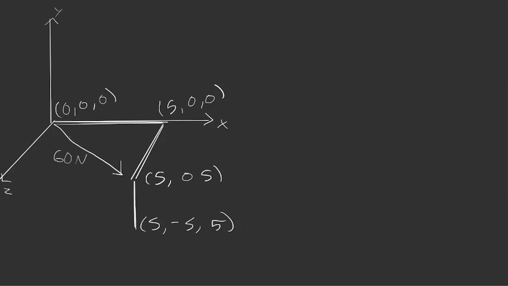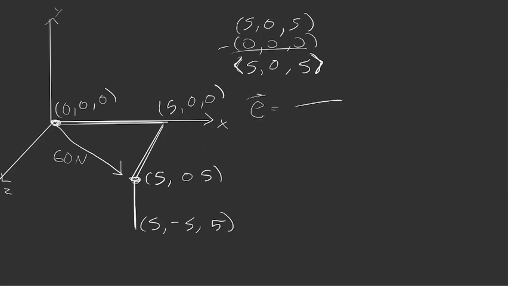For finding out this force vector right here, we're just going to find the position vector from this point to that point, or the other way around, I guess. So we just take 5, 0, 5, and we're just going to subtract 0, 0, 0. And then we're obviously going to get 5, 0, 5 position vector, and then we're going to get the unit vector for that. 5, 0, 5, and then we're going to divide it by the magnitude. And you get the point. I won't do the problem 3 times.